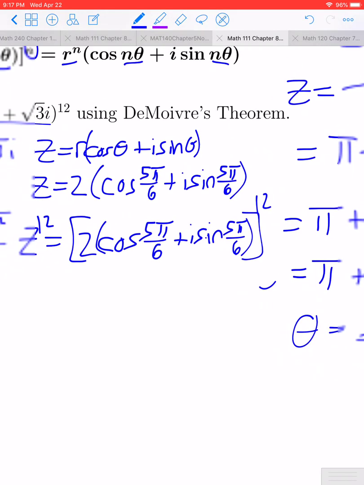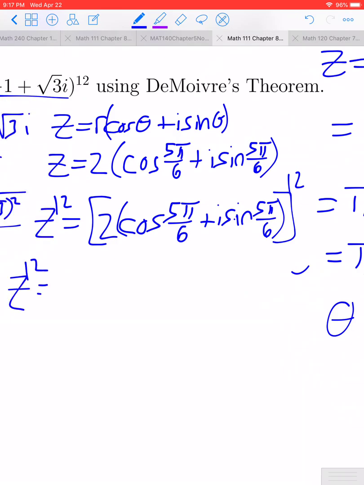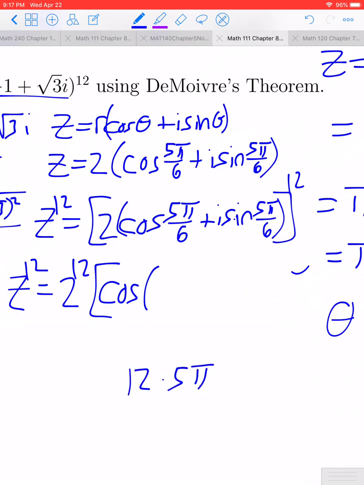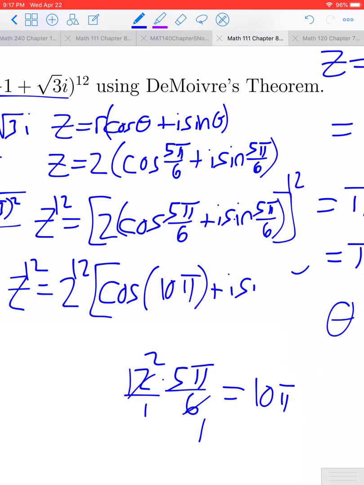This is going to be found by taking the modulus to the 12th power, so it's going to be 2 to the 12th, times the cosine of, now we have to multiply the angle on the inside by 12. If we do 12 times 5pi/6, this is going to reduce: 6 goes into itself once, into 12 twice, so we get 2 times 5, it's going to be 10pi. So it's going to be the cosine of 10pi plus i sine of 10pi.